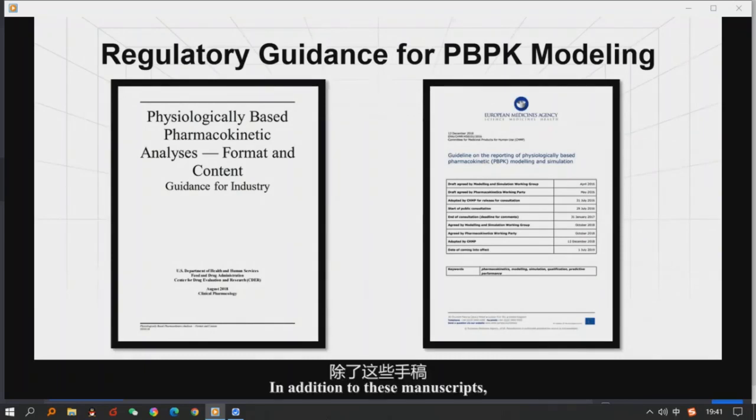In addition to these manuscripts, there have also been guidance from regulatory agencies for PBPK modeling. On the left, we see the physiologically based pharmacokinetic analyses, format and content guidance for industry from the FDA, and this came out in August of 2018. And on the right-hand side, we see the European Medicines Agency guideline on the reporting of physiologically based pharmacokinetic modeling and simulation, and this came out in 2019.